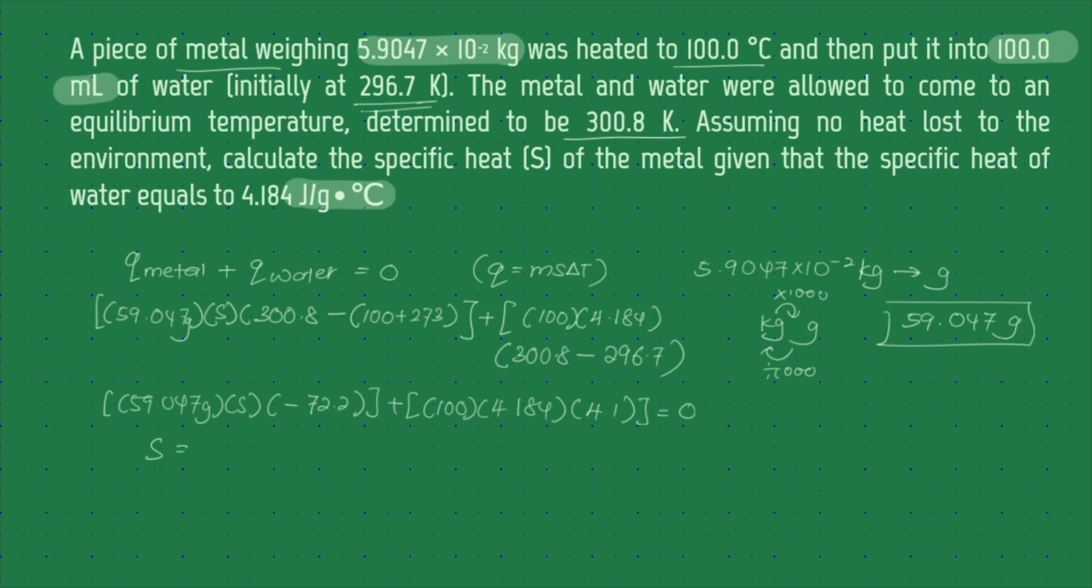Therefore, you just need to press your calculator. You should get your S is equivalent to 1715.44 divided by 4263.1934, and therefore you will get your S is equivalent to 0.4023 joule per gram per degree Celsius. So this is the final answer for the second question.